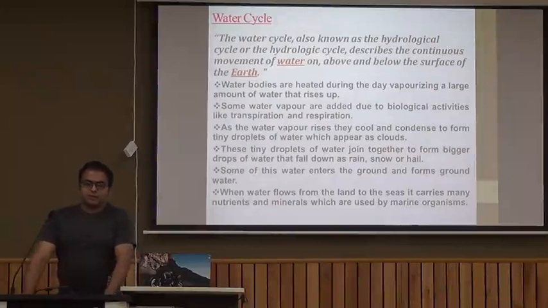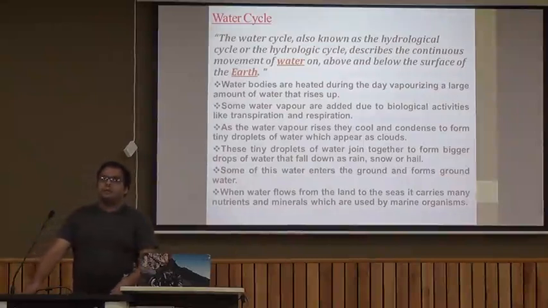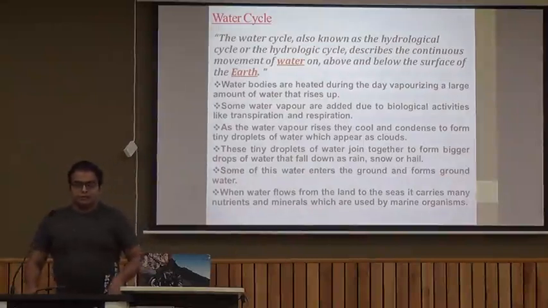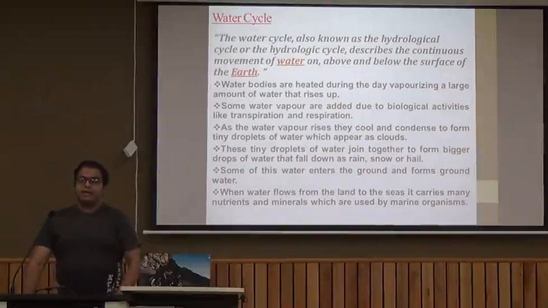Now first is water cycle. You all have studied this in previous classes. Now this cycle is also called hydrological cycle or hydrologic cycle, and it describes the continuous movement of water on, above and below the surface of earth. Now what happens in this are water bodies. They are heated during day, produces vapors.